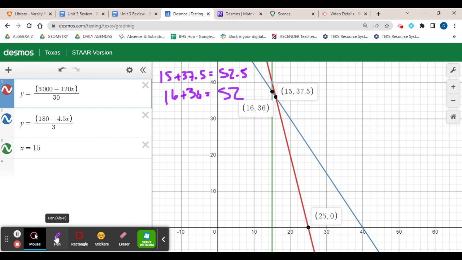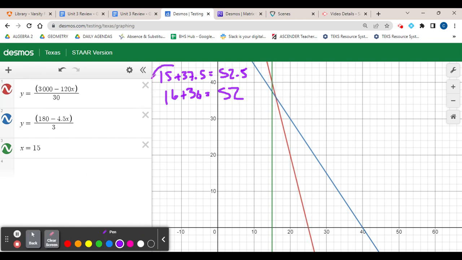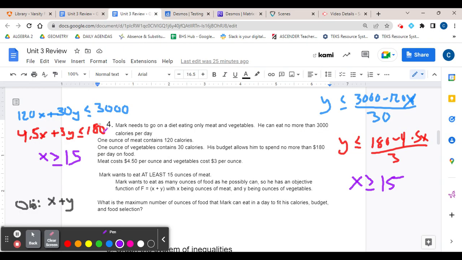All right, and since we're trying to maximize x plus y, the (15, 37.5) is our winner. Okay, so you could eat 15 pounds of meat, 37.5 pounds, or ounces, excuse me, of vegetables, and that'll maximize the amount of food that he eats, which is 52.5 ounces. All right. So maximum number of ounces of food that he can eat, 52.5. Okay, because you take your objective function x plus y and you plug in the x and the y's of all the corner points of those three constraint functions.